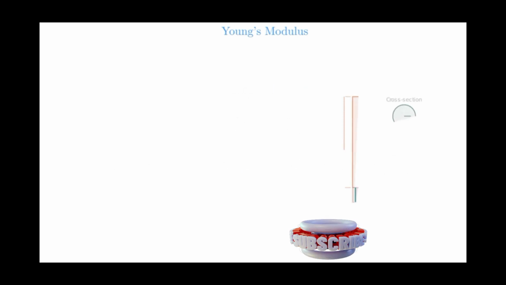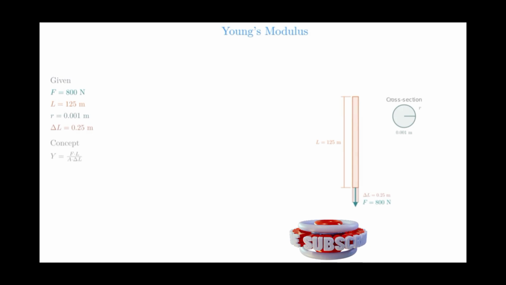A wire is stretched by a heavy force. It's 125 meters long, just 1 millimeter in radius, and it stretches by 0.25 meters under 800 newtons. How stiff is this material? Students often forget to convert radius to area, or mix up L and delta L. Let's be careful with each quantity. Question: find Young's modulus Y for this wire.